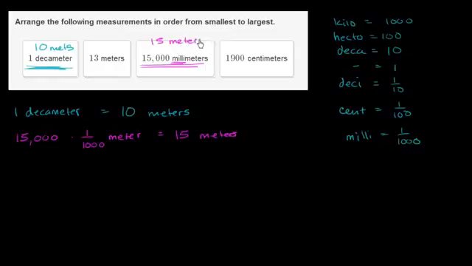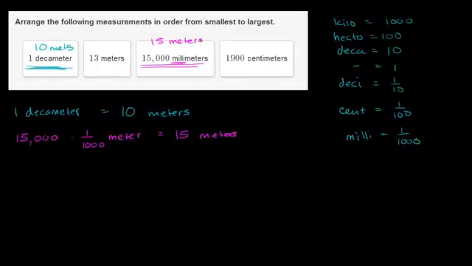Another way of thinking about it is, look, 1,000 millimeters is equal to a meter. So let's divide this into groups of 1,000. Well, this is literally 15 groups of 1,000. This is 15 groups of 1,000 millimeters. So that's going to be 15 meters.